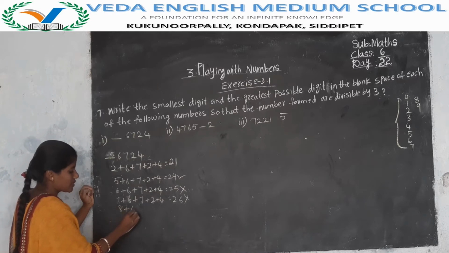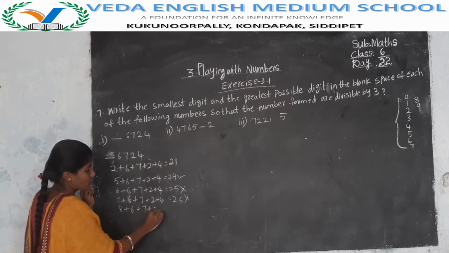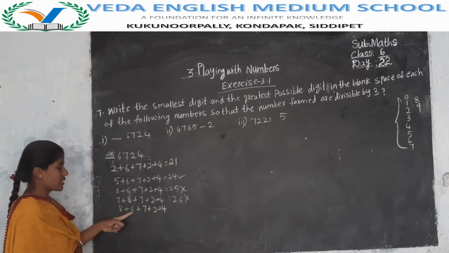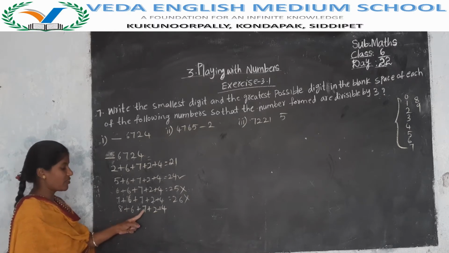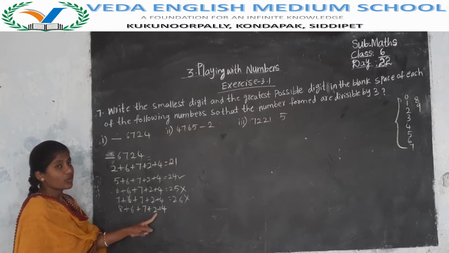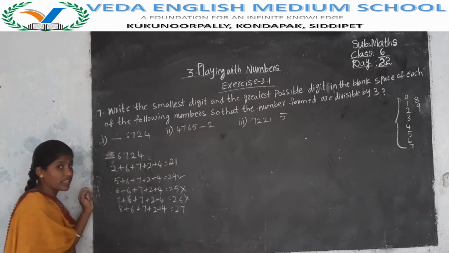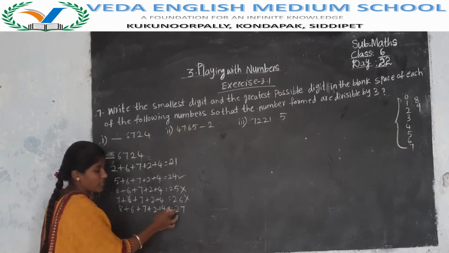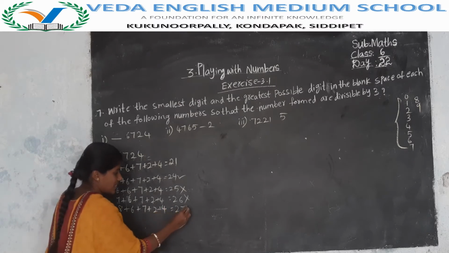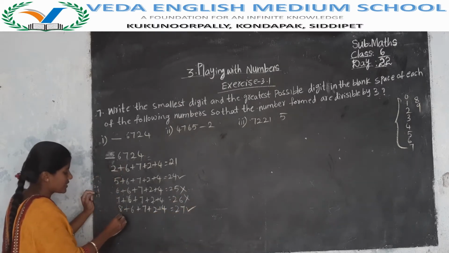8. 8 plus 6 plus 7 plus 2 plus 4. 8 plus 6 is 14. 14 plus 7 is 21. 21 plus 2 is 23. 23 plus 4 is 27. Is 27 divisible by 3? Yes, it is divisible. 7 plus 2 is 9. 9 is divisible by 3. Yes, it is divisible. Next, the last one, which is 9.